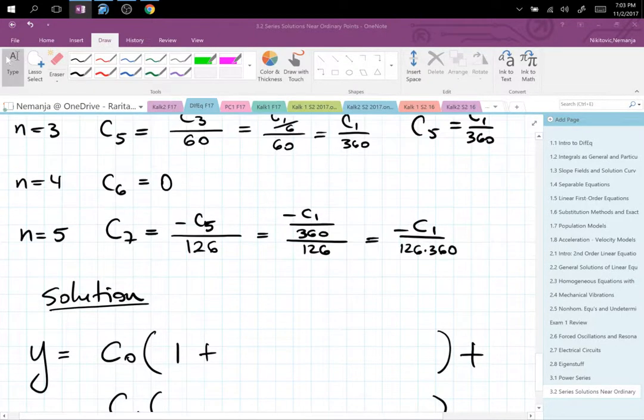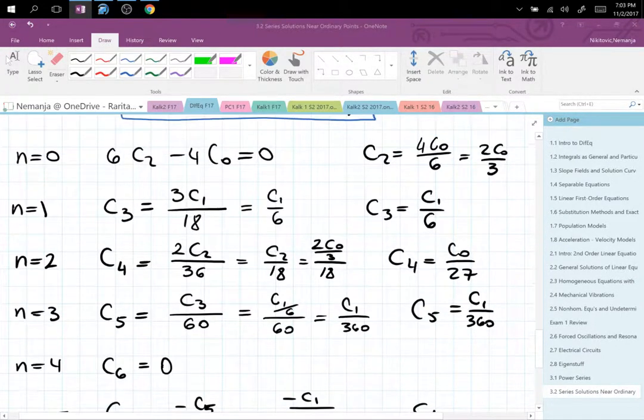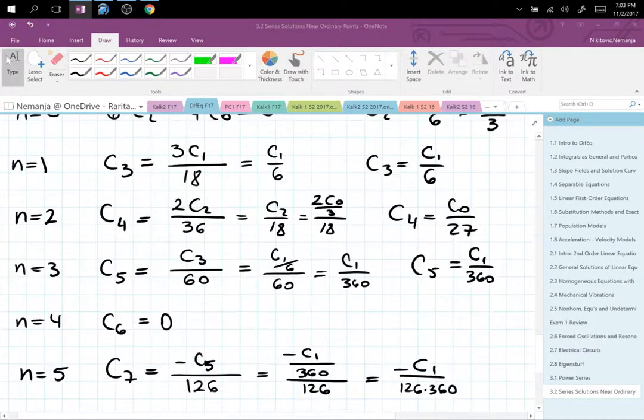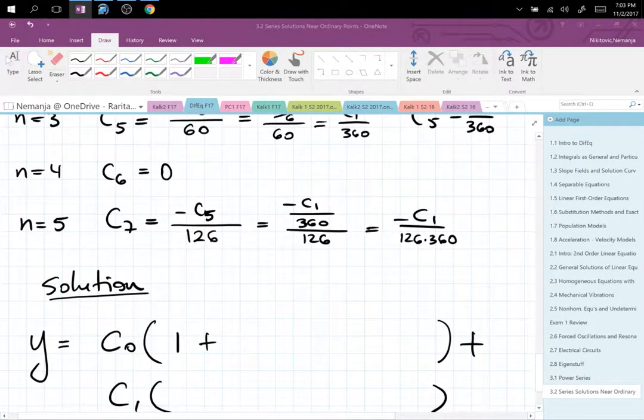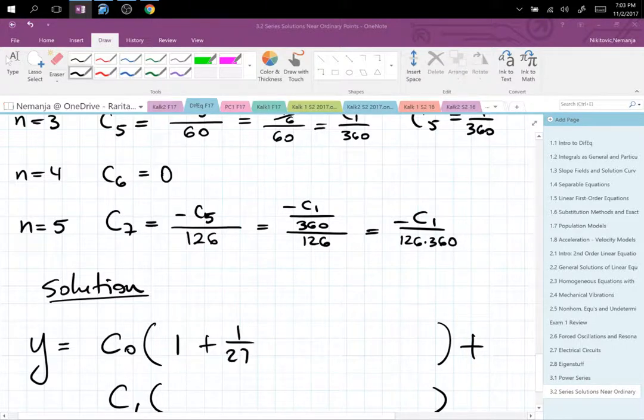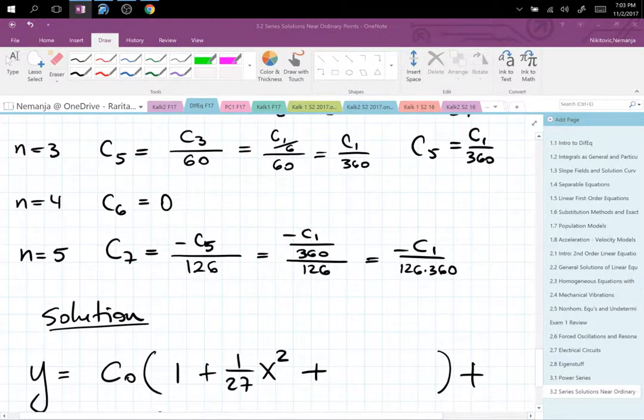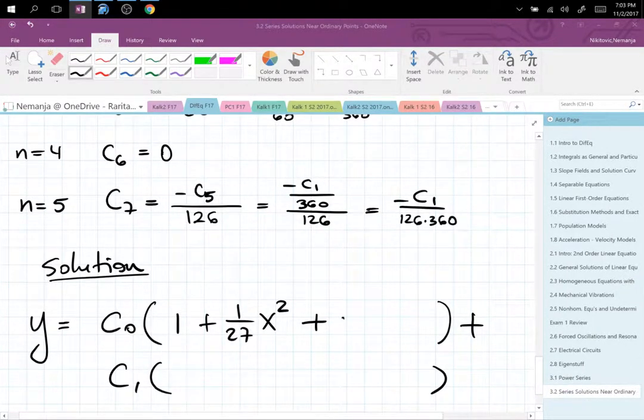Plus, the next time C0 appears is in n equals 2. And we have C0 over 27, so it's 1 over 27, right? Because we factored out C0. And it's x squared, because it was n equals 2. Plus, the next time C0 shows up is in term number 4, which is 0. Plus, and it will go forever on those.